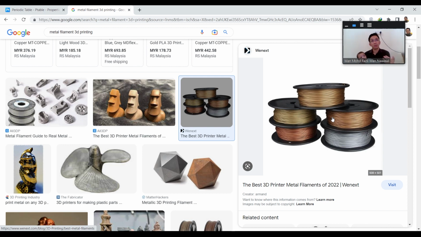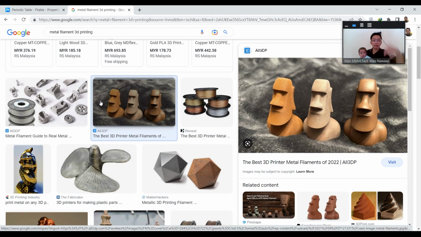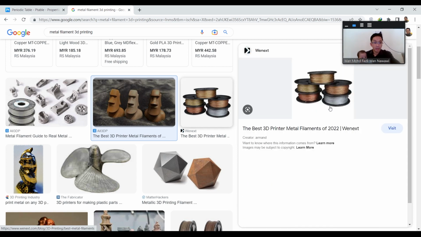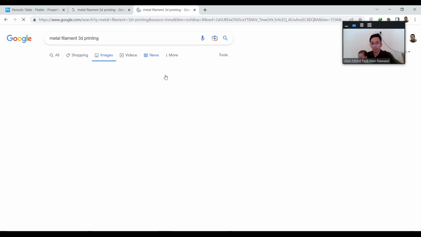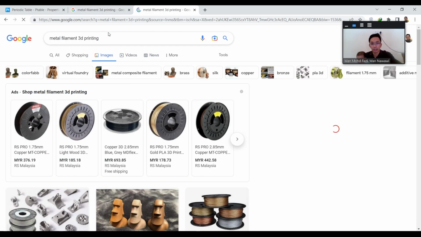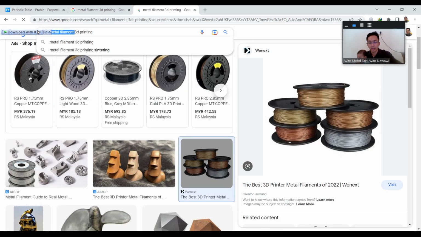Because remember, in order to make 3D printing possible, you need to melt the filament in order to convert it into a shape like this. You need to melt it first, in the machine itself, in order to make this object. If this is metal, you can melt metal, but you need very high temperature.